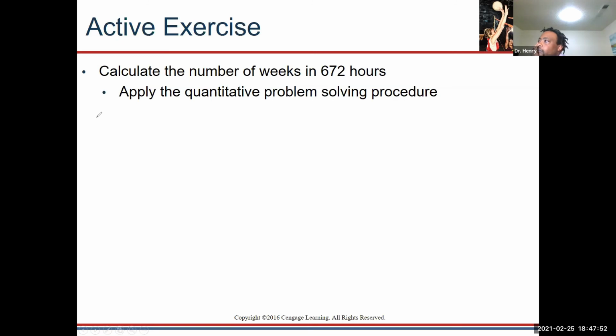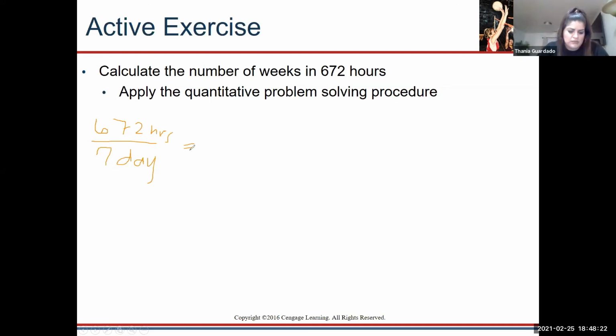You divide 672 by 7 days and then multiply. So I have 672 hours, so my units are going to be days, hours. Is that what I want? No, you want weeks. I want weeks, right? So I can't just skip over stuff and just plug in.